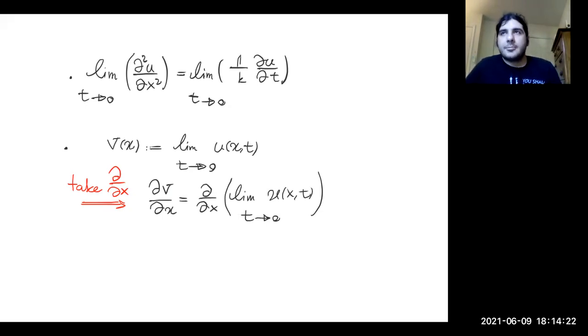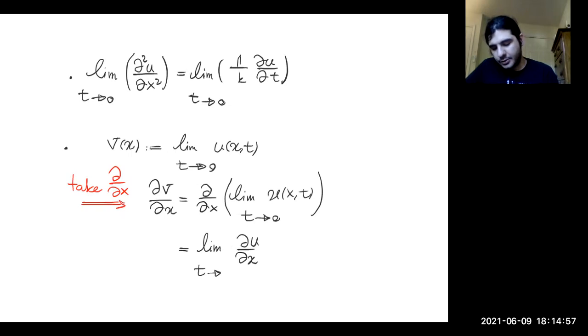It's not true that the derivative and the limit always commute, but here we assume that we are in a good case. The function u is well behaved. There are some functions that are not well behaved, where limit and derivative don't commute. Suppose this is equal to the limit of the derivative with respect to x of u, where t goes to infinity in both cases.